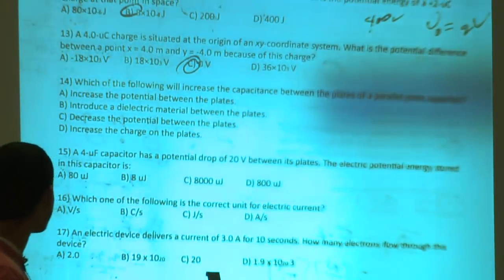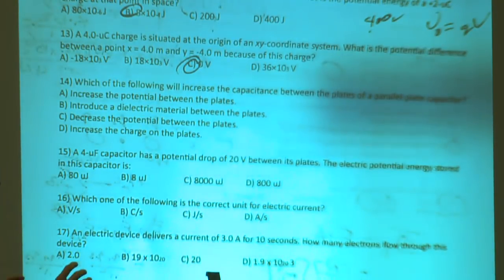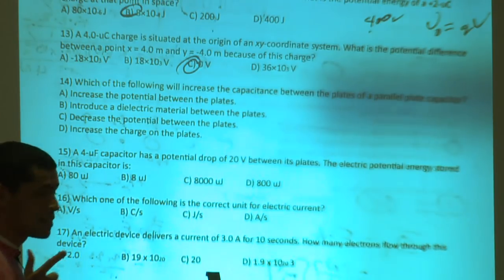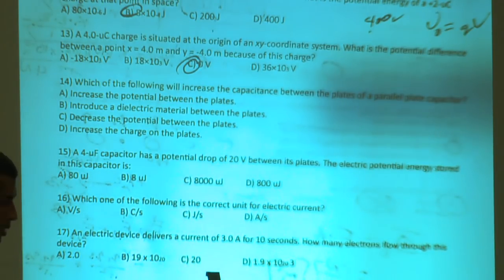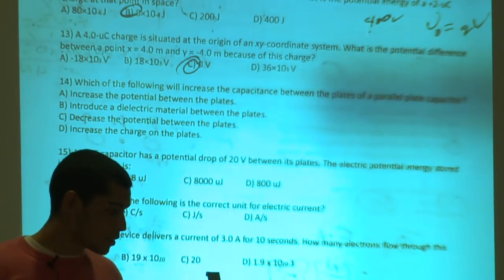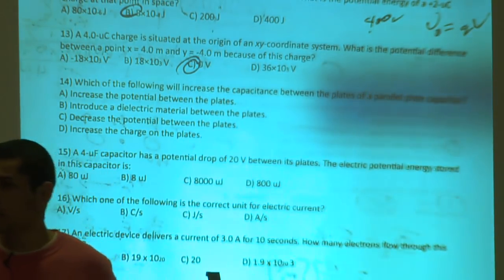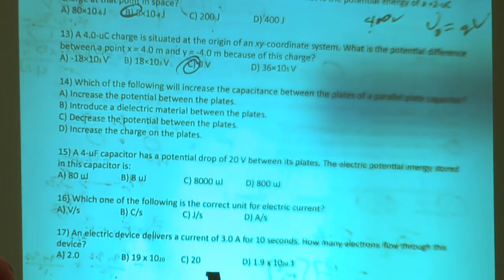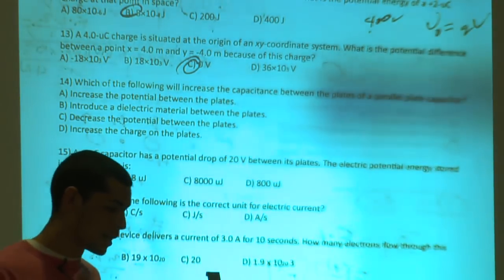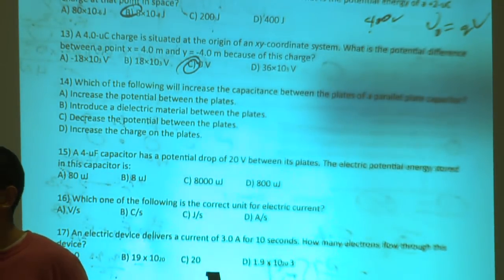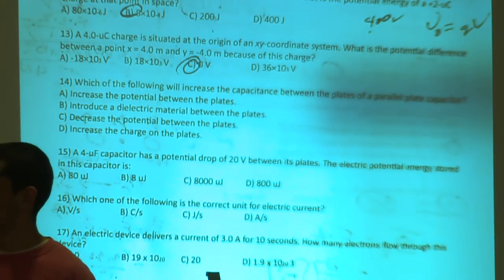Which of the following will increase the capacitance between the plates of a parallel plate capacitor? Increase the potential between the plates, introduce a dielectric material between the plates, decrease the potential between the plates, or increase the charge on the plates. What do you guys think? We want to increase the capacitance, right? What's an equation for a capacitance?